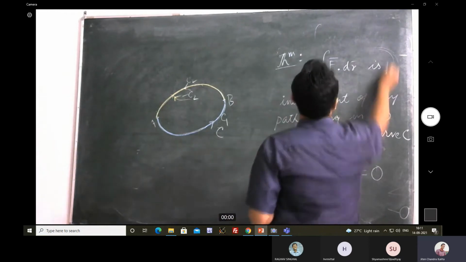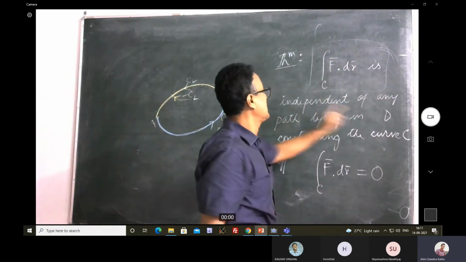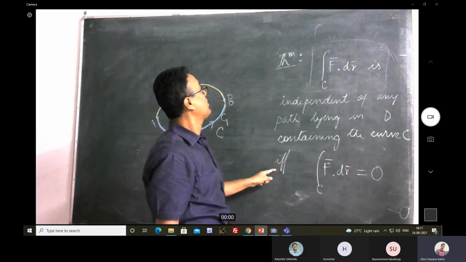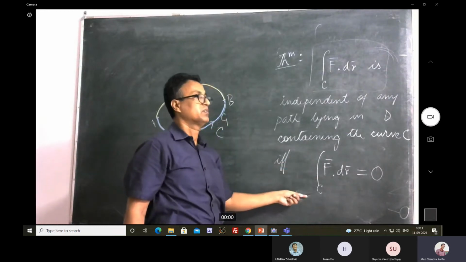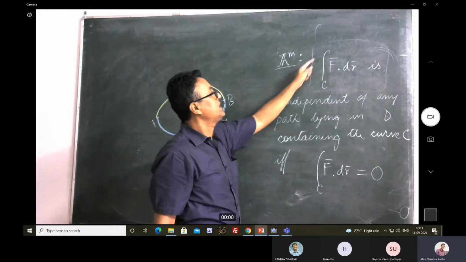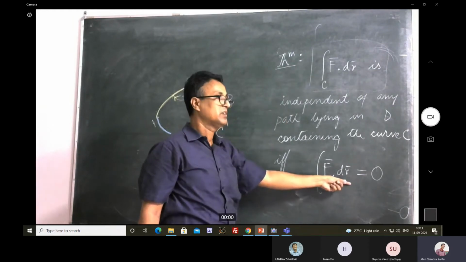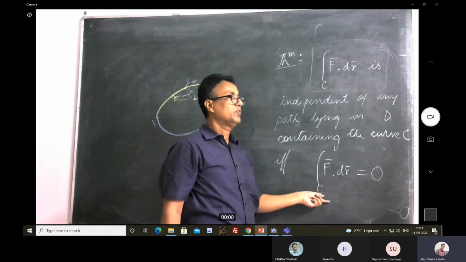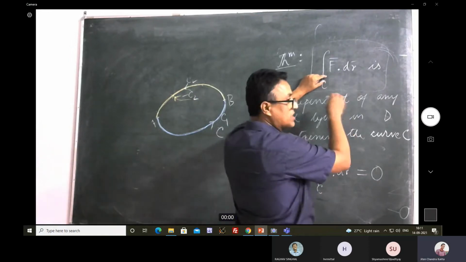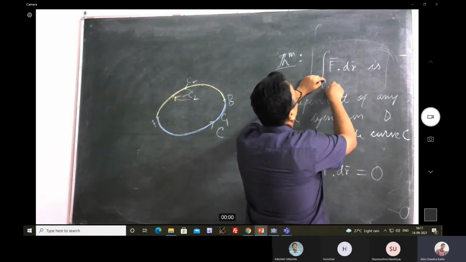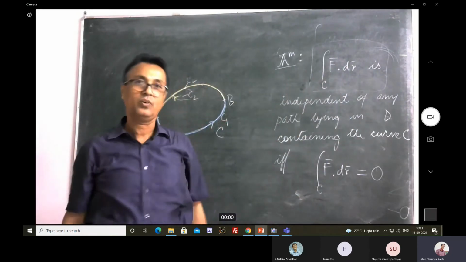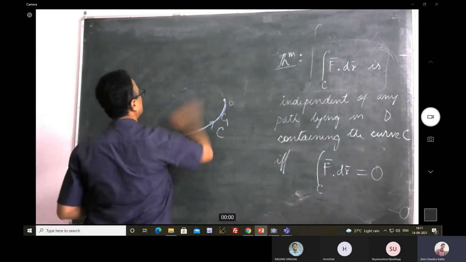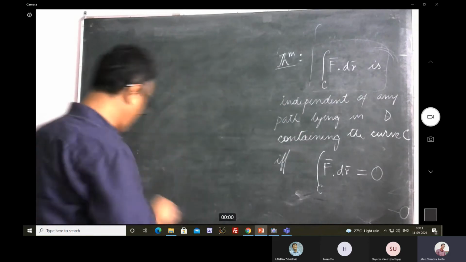If this line integral is independent of any path lying in D which contains the curve C, if and only if this happens. So we have already proved that if this is independent of the path, then this happens. Now we have to prove that if this happens, then for any two curves C1 and C2, you are going to get this along C1 to be equal to this along C2. Okay, fine. So now let me come to the concept of open region.